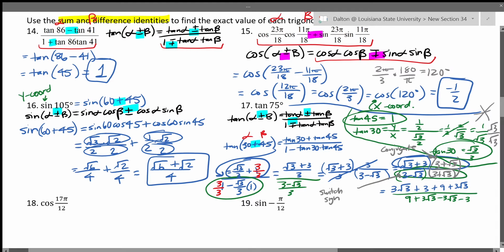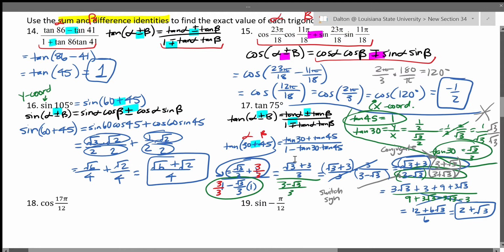And then if I continue simplifying, in the numerator, if I add my like terms, 3 plus 9 is 12. 3 square roots of 3 plus 3 square roots of 3 is 6 square roots of 3. In the denominator, 3 square roots of 3 minus 3 square roots of 3 cancels, and 9 minus 3 is 6. And then if I reduce one more time, everything is divisible by 6. So 12 over 6 is 2, and 6 over 6 is 1. So your final answer would be, let me clean this up, 2 plus the square root of 3.